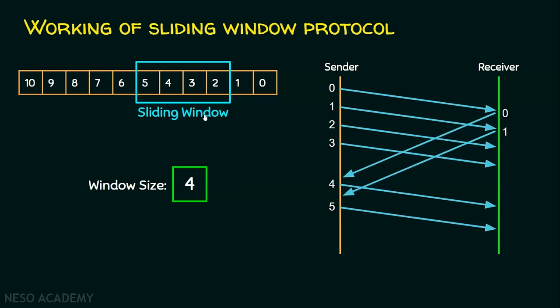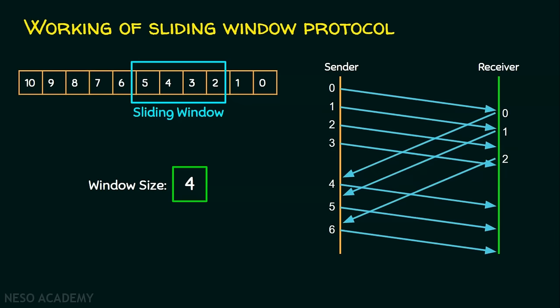Now let's assume frame number 2 is also acknowledged. Now what happens? The sender will send the next frame in the buffer. The next frame in the buffer is frame number 6. Now frame number 6 is sent to the receiver. Now what happens to the sliding window? It slides a little bit so as to mark the unacknowledged frames and the acknowledged frames.